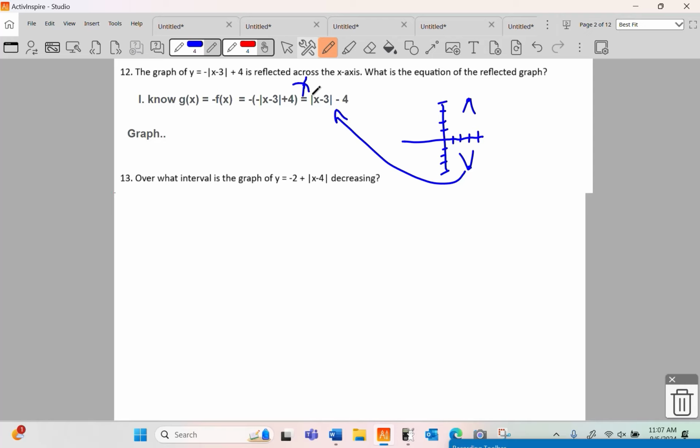Over what interval is the graph y equals -2 plus the absolute value of x minus 4 decreasing? I'm going to put that in the form you were taught to graph.